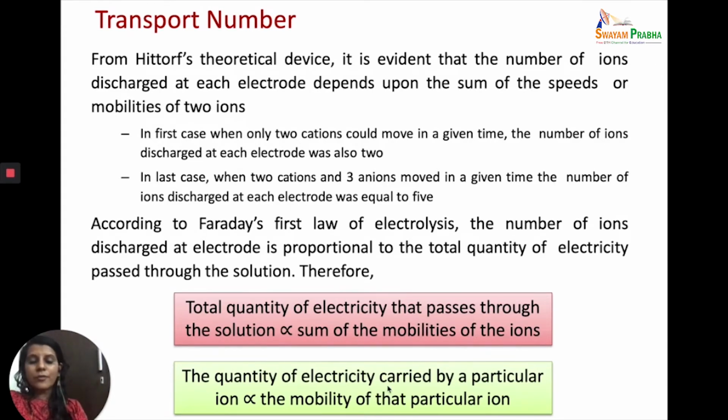and the quantity of electricity which will be carried by a particular ion will be proportional to the mobility of that particular ion. We have already done this in the previous lecture, where we said that the transport number was proportional to the speed of the ion. So t plus is equal to I plus upon I, which was equal to U plus upon U plus plus U minus, and t minus was equal to I minus upon I, which was equal to U minus upon U plus plus U minus. So the total quantity of electricity that passes through the solution is proportional to the sum of the mobilities of the ions, and the quantity of electricity carried by a particular ion is proportional to the mobility of that particular ion.